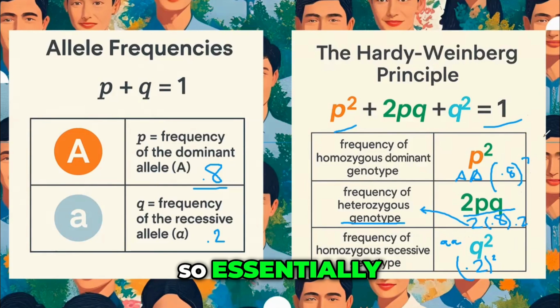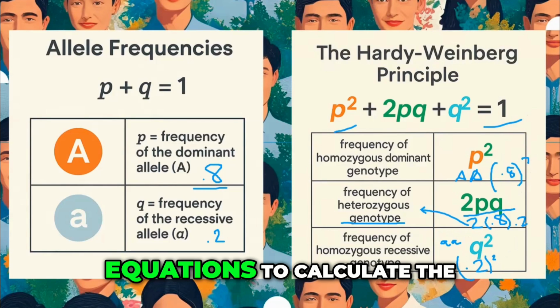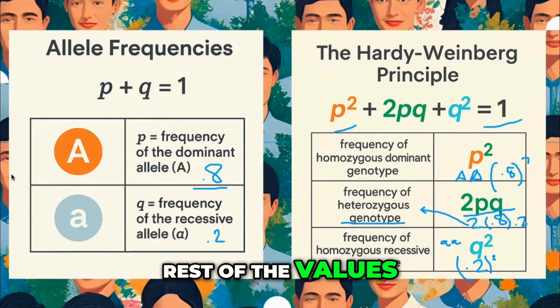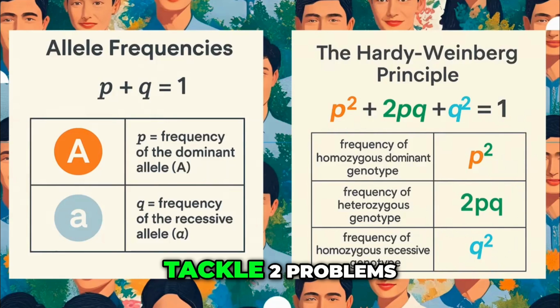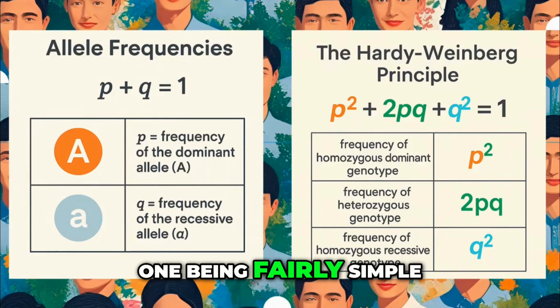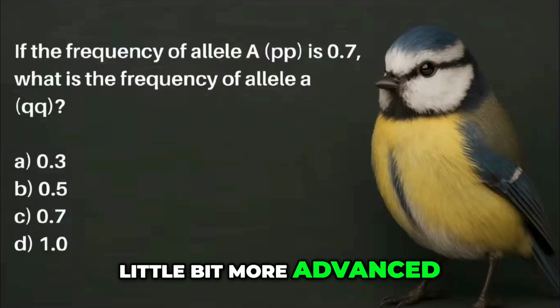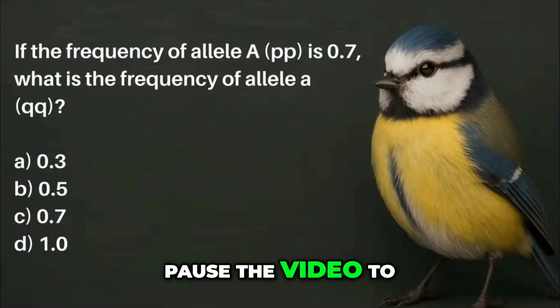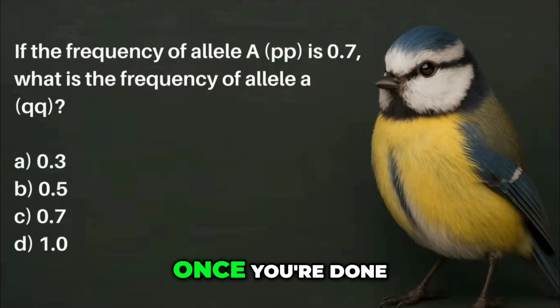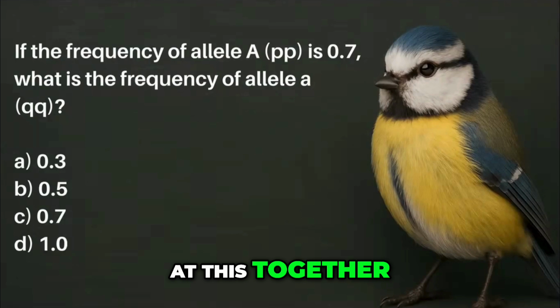So essentially you can just have one value and use it with the two equations to calculate the rest of the values. Now let's try to tackle two problems, one being fairly simple and the next one a little bit more advanced. So take a moment, pause the video to read the following question. Once you're done, let's take a look at this together.